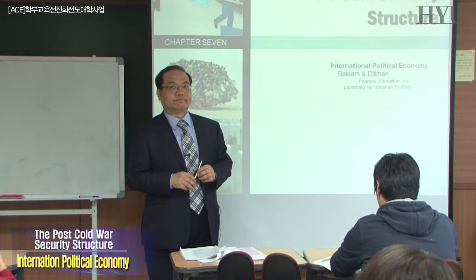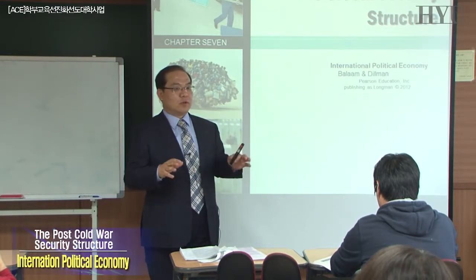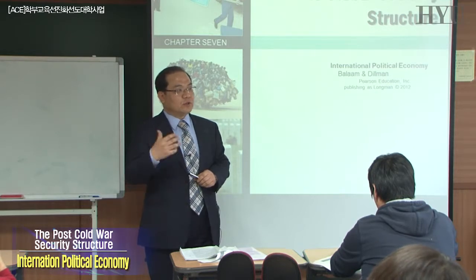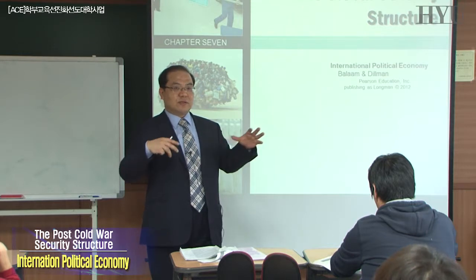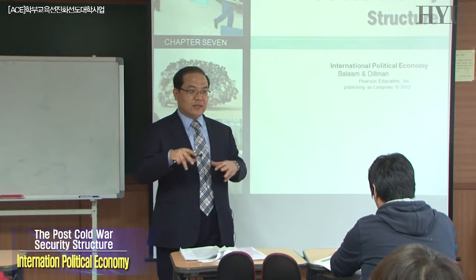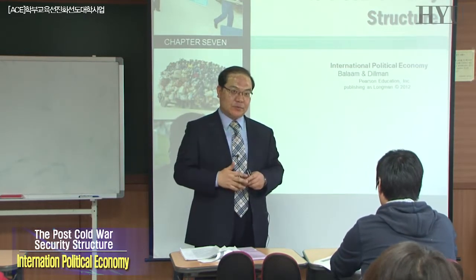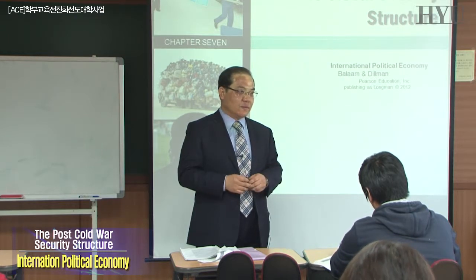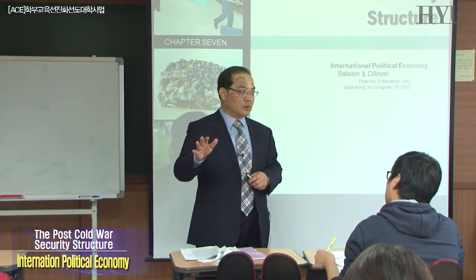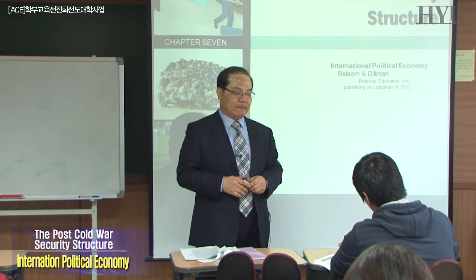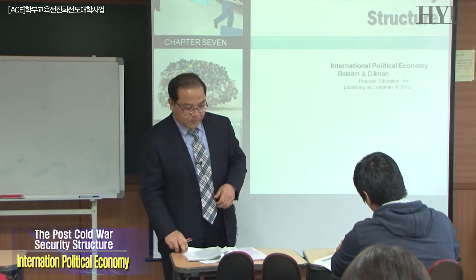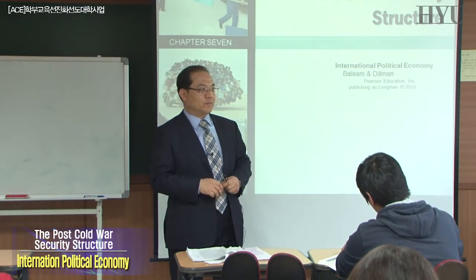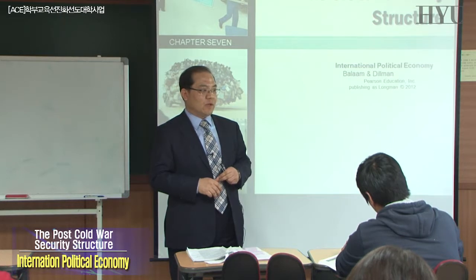And wars are occurring more for internal reasons today in the post-Cold War security structure. More internal wars, rather than inter-state wars. These intra-state wars, like internal wars, are called civil wars. Civil wars are a more common type of war in the post-Cold War security structure. And this textbook says the post-Cold War security structure is more unstable than the Cold War structure. More unstable, and more violence.